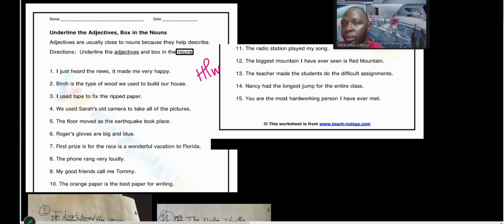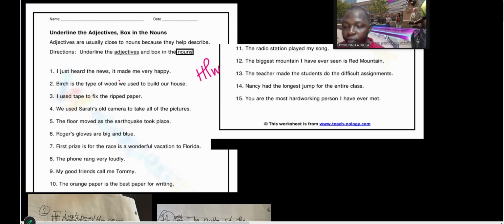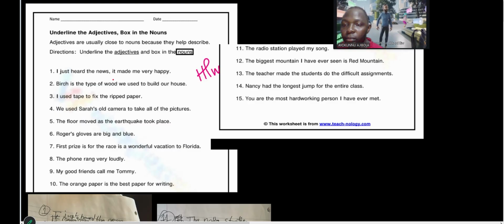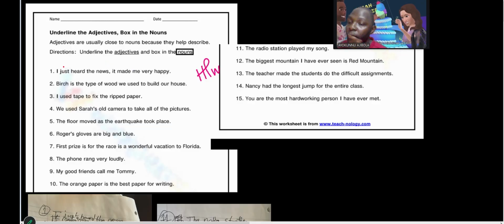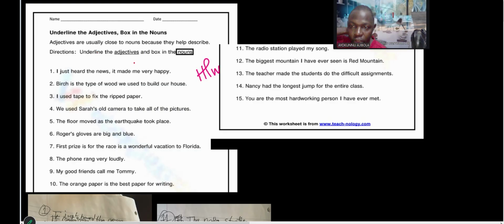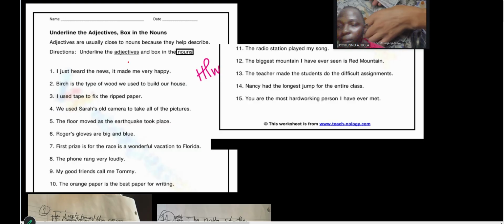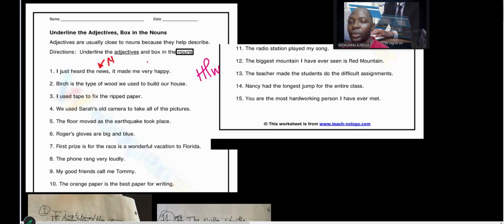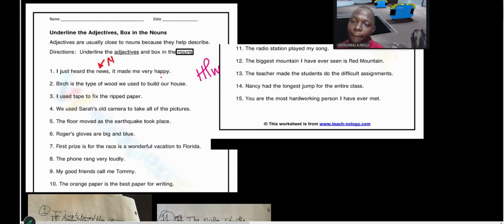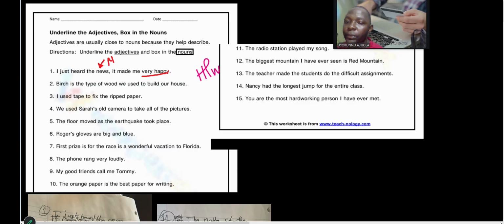So the first sentence just says, I just heard the news. It made me very happy. So what's the noun there? The noun is I. I is a pronoun. You know, a pronoun is used to replace a noun, right? The name of the something that I had is what? The news. So this is a noun, okay? So what is the adjective there? Happy, right? Or we can put an adjectival phrase and say very happy.